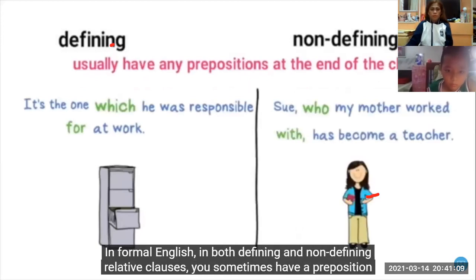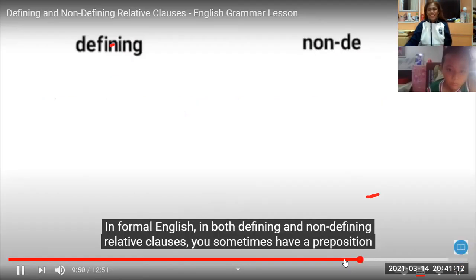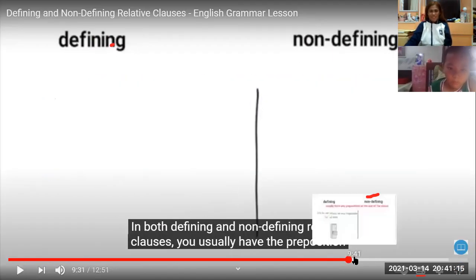In formal English, in both defining... Okay, wait for a while. Okay, here. Okay, teacher, one thing, so discuss this.